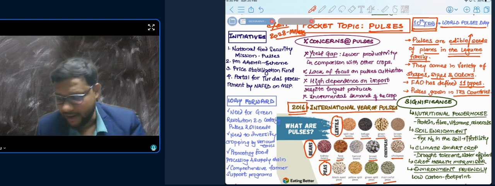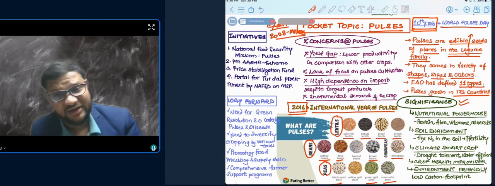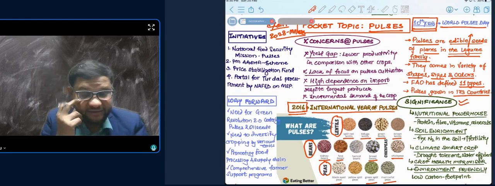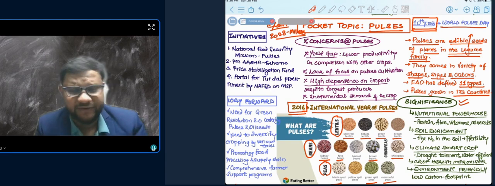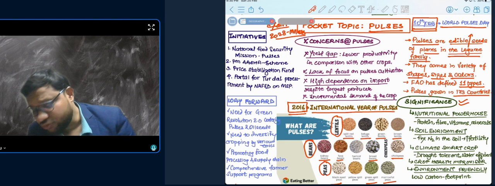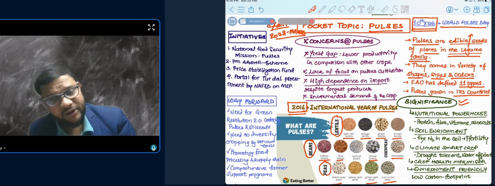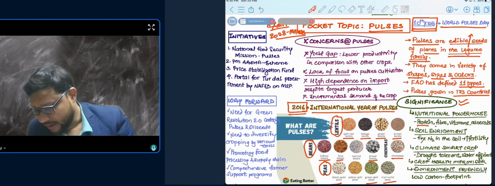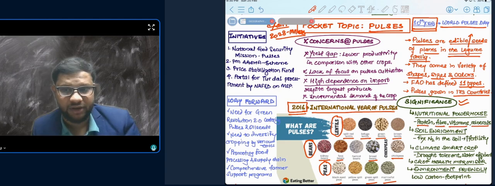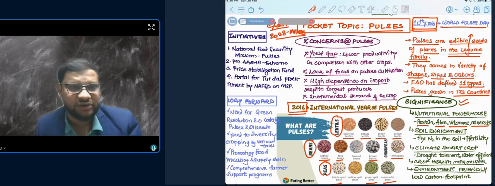Now what is the significance of pulses cultivation? As I told you, these are protein sources for those who are particularly vegetarian. You will find these are a nutritional powerhouse. They are a rich dietary source of protein. Then protein, fiber, vitamins, minerals, they are all loaded into these different types of pulses.